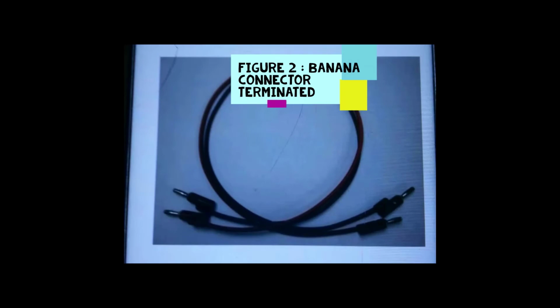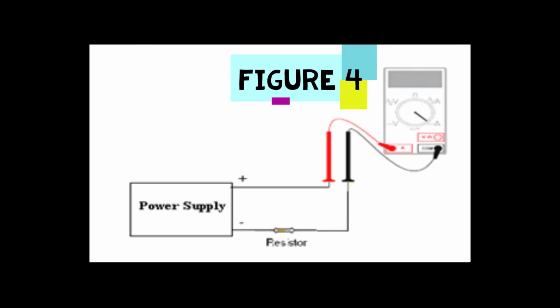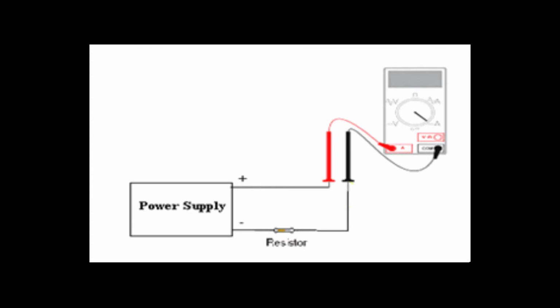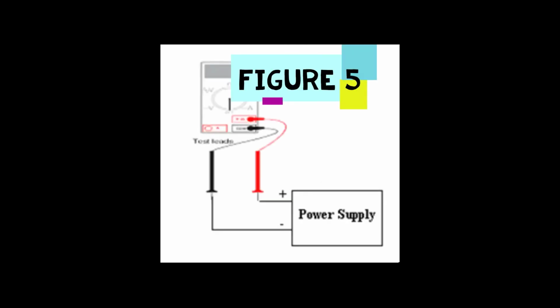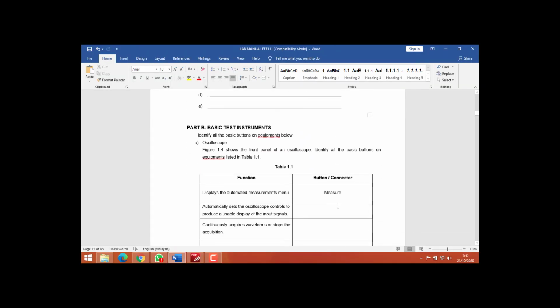The DC power supply output terminals accept banana connector terminated and alligator clip terminated leads for use with DC power supply. Figures 2 and 3 show the two connectors' images. Figures 4 and 5 show some connection examples of a DC supply to other equipment and components. Procedure. Part B. Power supply.